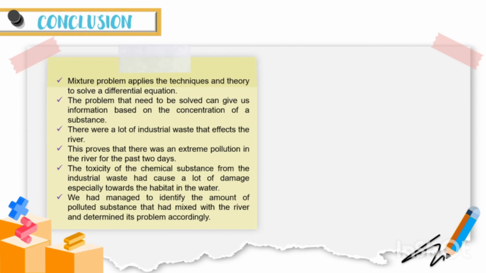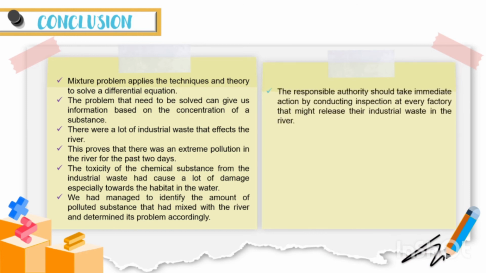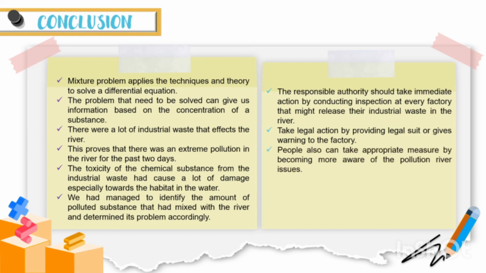As the river was polluted by the industrial waste, the responsible authority should take immediate action by conducting inspection at every factory that might release their industrial waste in the river. For example, they can take legal action by providing legal suits or give warning to the factory. This act can be one of the reasons for us to prevent any pollution to happen in the future. Other than that, people also can take appropriate measures by becoming more aware of the river pollution issues.